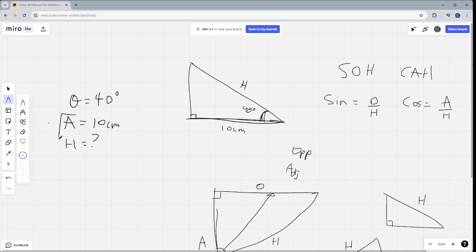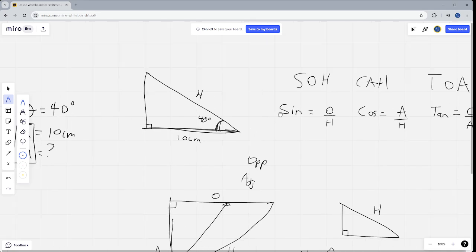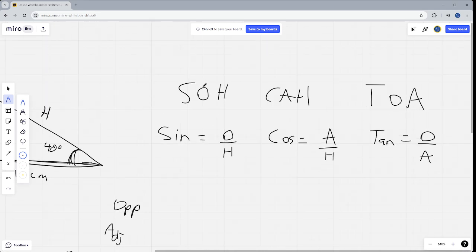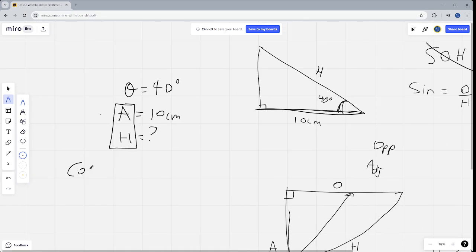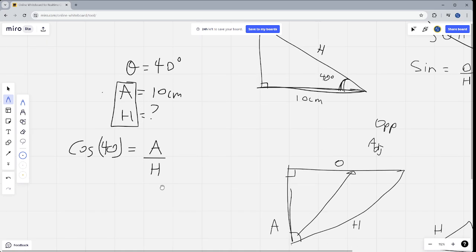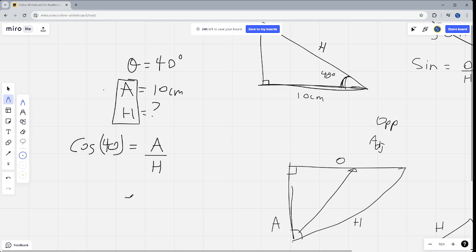But what we're going to do now is we look at the letters we need, so A and H. And we're going to go back to our ratios and see, oh, sine has opposite and H, so OH, so it's not sine. We're going to look at tangent, which deals with opposite and adjacent, not that one. But look, we have AH in cosine. With that being said, we can come back and say cosine of 40 degrees equals adjacent side over hypotenuse side. Okay? And we know our adjacent side is 10.